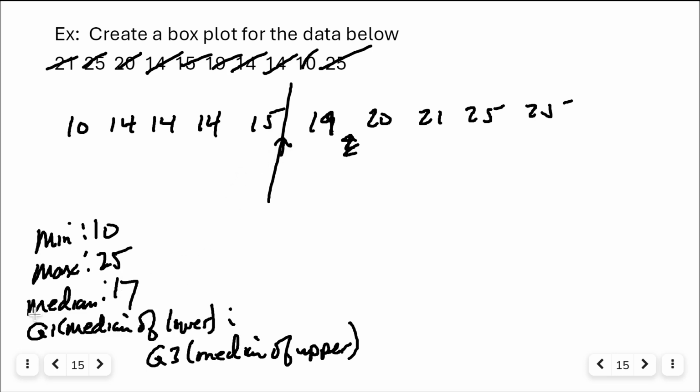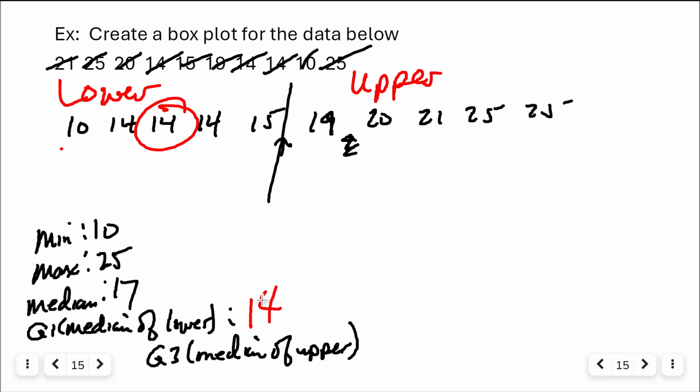So now, Q1 is the median of the lower half. So now you can see I just drew where the median would be. This is the lower half. On the other side of the median is the upper half. So now what I want is the median of just these 5 numbers. Well, there's 5 numbers, so the median's the one in the middle, the third one. So the median of the lower, Q1, is 14.